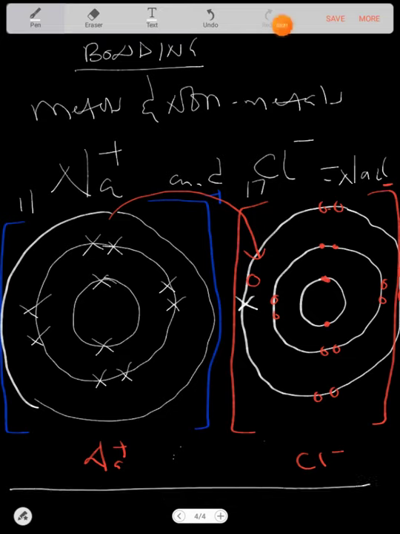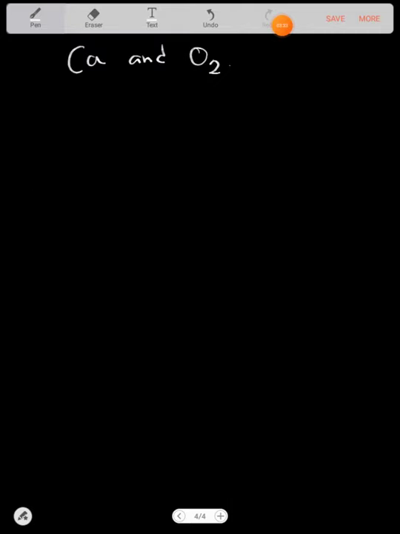Let's look at another example. What is the bond between calcium and oxygen? We know that calcium is found in group 2, and oxygen is found in group 6. That means oxygen needs 2 electrons and calcium has to lose 2 electrons. And they are going to form calcium oxide.